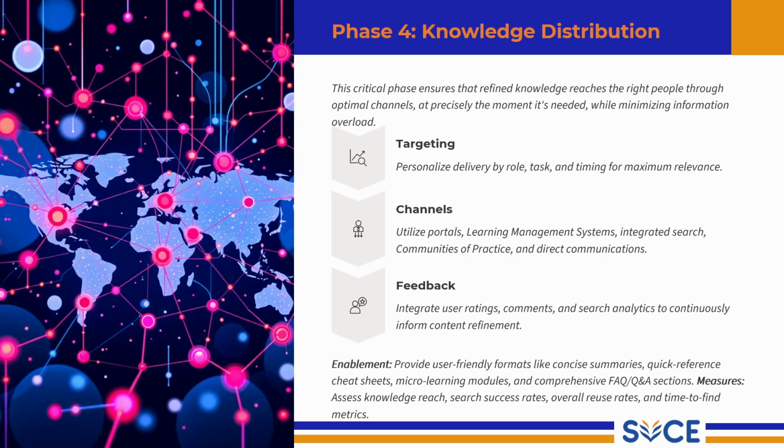And second one is the channels. Channels utilize portals, learning management systems, integrated search, communities of practice and direct communications. This means knowledge can flow through multiple routes: online portals, training systems, expert communities, even direct communication like newsletters or alerts. And third one is feedback. This closes the loop. So feedback integrates user ratings, comments and search analytics to continuously inform content refinement. People can rate, comment, give feedback on the content, helping the organization refine and improve the knowledge base.